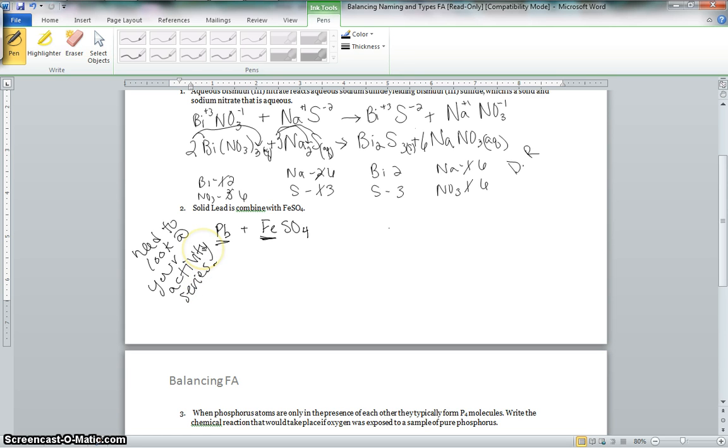When you look at your activity series, you can find lead, and if you find iron, iron is above lead on the activity series. So this one is below iron. It's below that one. So it cannot replace it. It will not replace it. So there's no reaction.